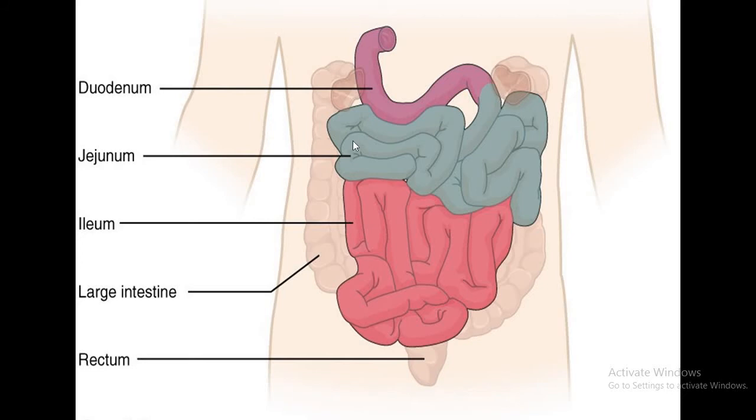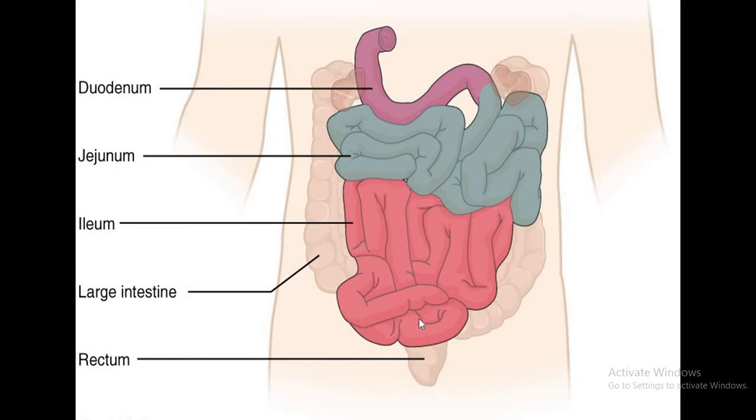Now, why is this part known as the jejunum? Jejunum means empty. So in post-mortem situations, whenever a post-mortem is done, this part of the small intestine is always found to be empty. So that is why this part of the small intestine is known as the jejunum.